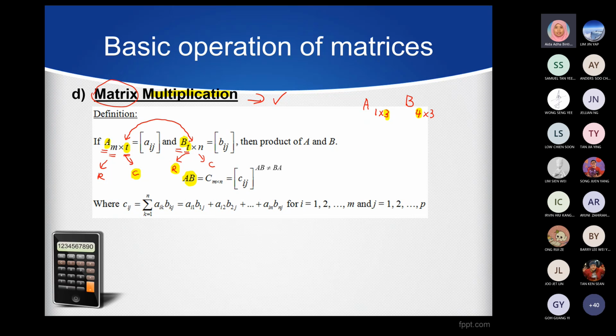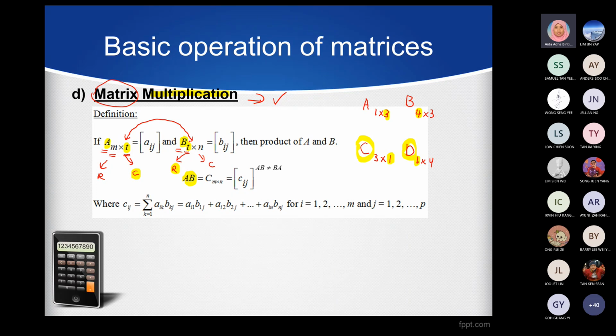Let's say we take another one. You have matrix C, which is 3 times 1, and matrix D, which is 1 times 4. For this one, we can multiply, because the number of columns of matrix C is the same as the number of rows of matrix D.